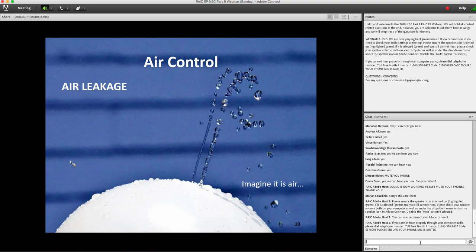Air control is very hard to see or to perceive. In some cases we do feel it with drafts, usually in all houses. In this case, I put an image of a balloon with water, so you can imagine that that's what's happening in a house. That's the air leakage from a house.